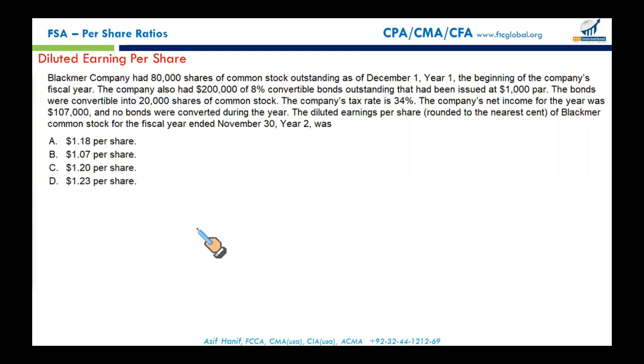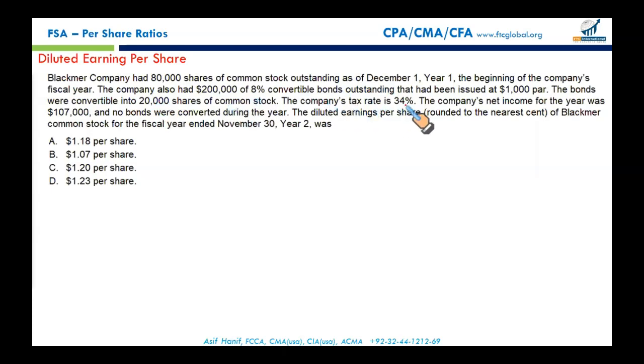Next question again involves diluted earning per share. Blackmar Company had 80,000 shares of common stock outstanding as of December 1st, year 1, the beginning of the company's fiscal year. The company also had $200,000 of 8% convertible bonds outstanding. Convertible bonds and convertible preferred stock will attract the calculation of diluted earning per share. These bonds have a par of $1,000. The bonds were convertible into 20,000 shares of common stock. I mean, when the bonds are converted, this is the number of shares that will be issued.